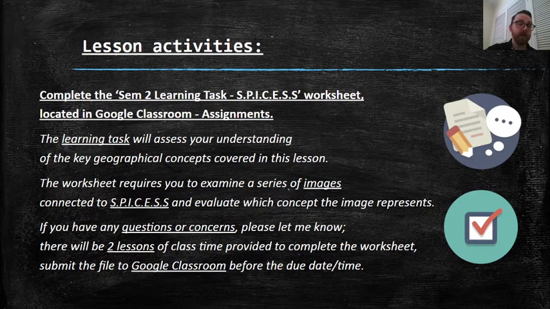And you'll have the second lesson of geography of Year 7 Humanities as a self-care lesson, I guess, to catch up on other work. But what you need to finish before the end of this week is the Sem 2 learning task S.P.I.C.E.S.S worksheet, which is located in Google Classroom Assignments. This learning task will assess your understanding of these key topics, these ideas, these concepts that we've covered this lesson. The worksheet requires you to examine a series of images connected to S.P.I.C.E.S.S and evaluate which concept the image represents.